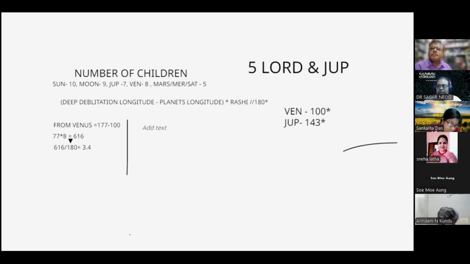143, Jupiter's degree. So what will be the result? 132. 132 into what is the Rashmi given by Jupiter when it is absolutely exalted? 7. What is the answer? 924. Now divide this 924 by 180. 5.1. 924 divided by 180 equals 5.1.